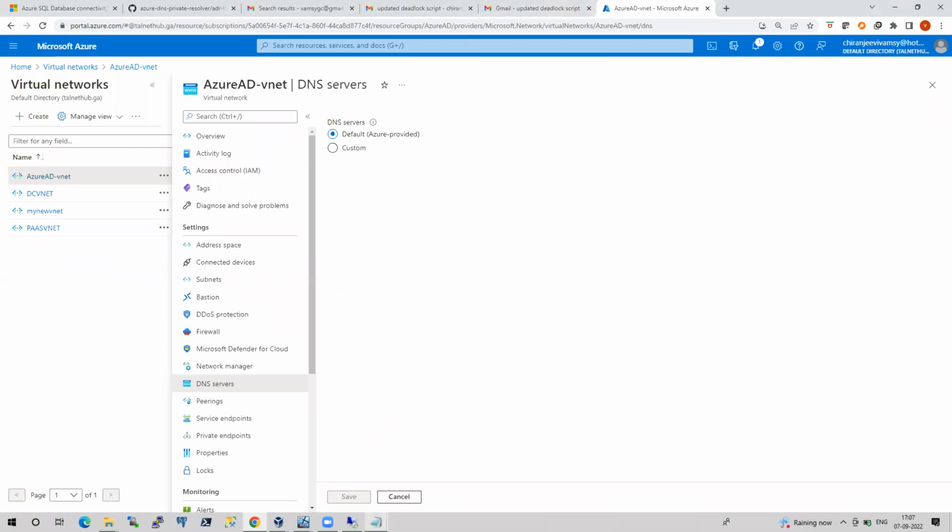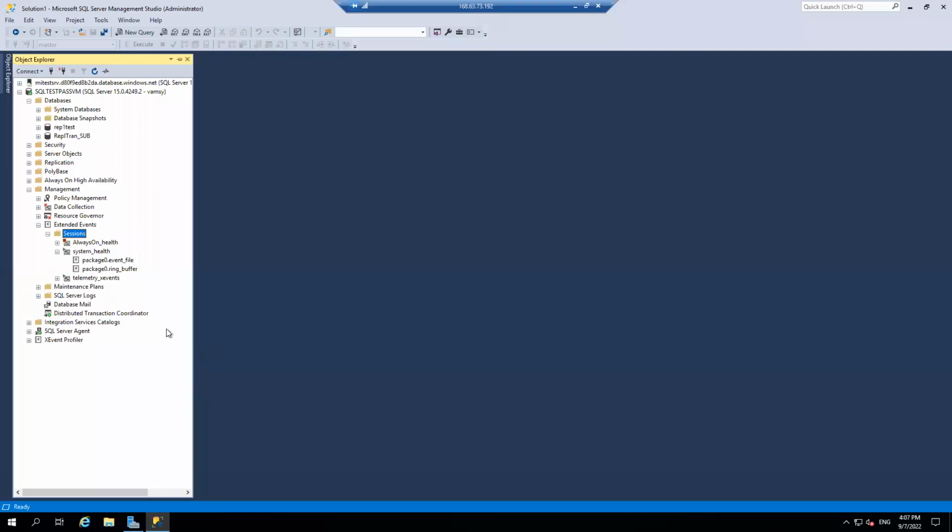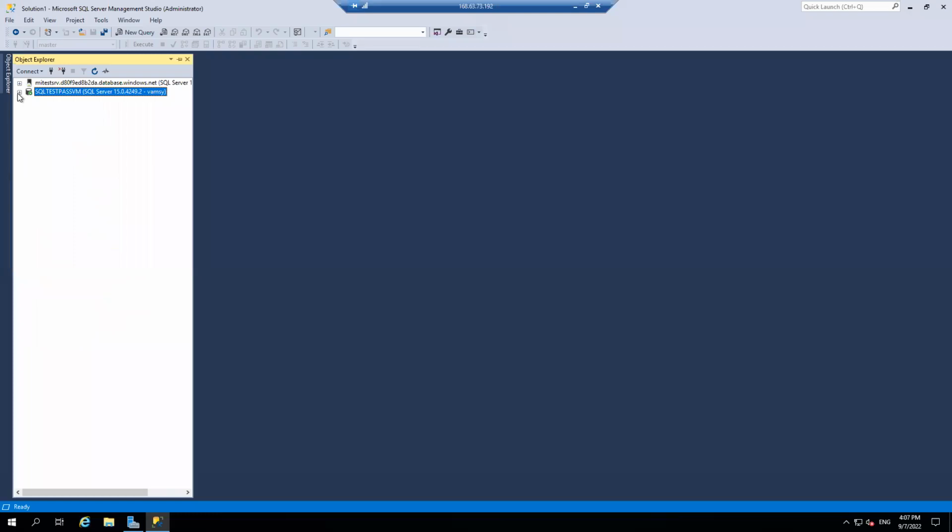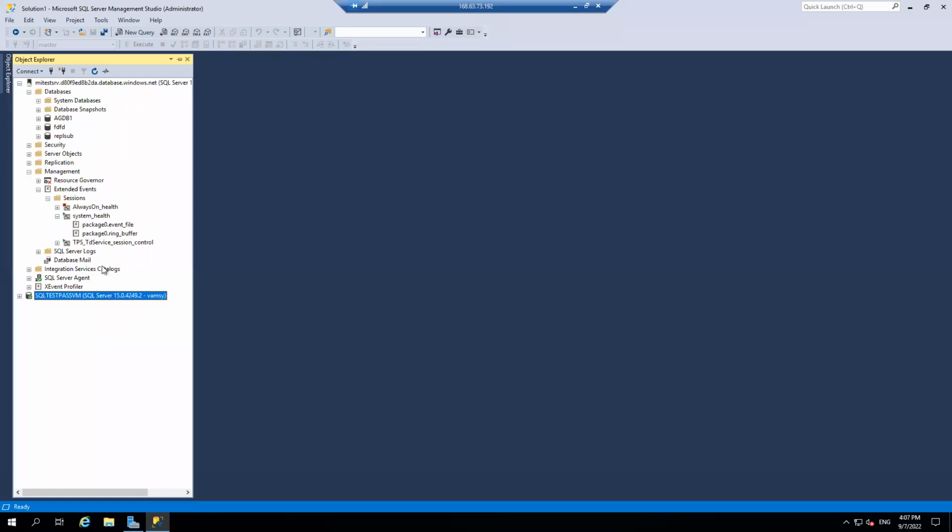So where were we? A question: as we are able to view the extended events, can we create a server side trace on this MI? Server side traces we can't, I guess. Let us give a try. Let me disconnect this so I will not get confused. Server side trace on MI. Okay, let's go ahead.